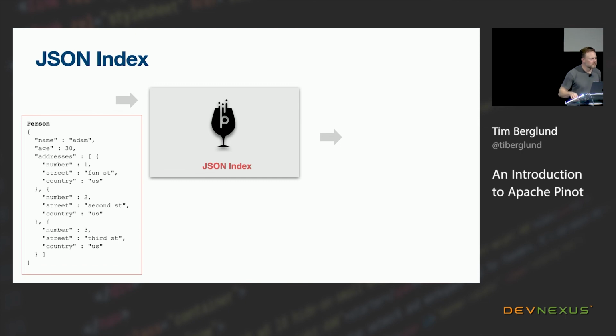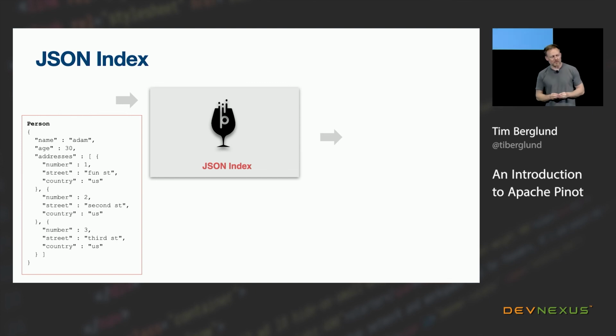Say that again? Oh, major competitors for Pinot. Yeah, there are 2 open source things. One's called ClickHouse, one's called Druid. And just in the open source world, those are the 2.